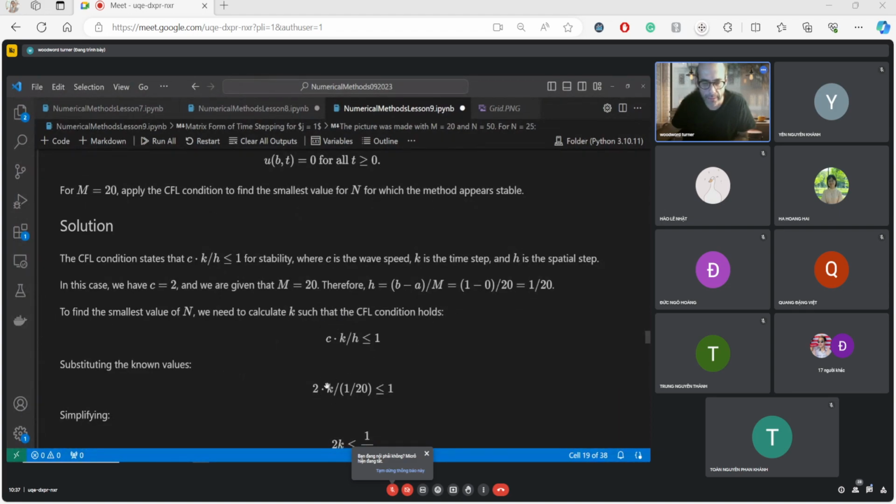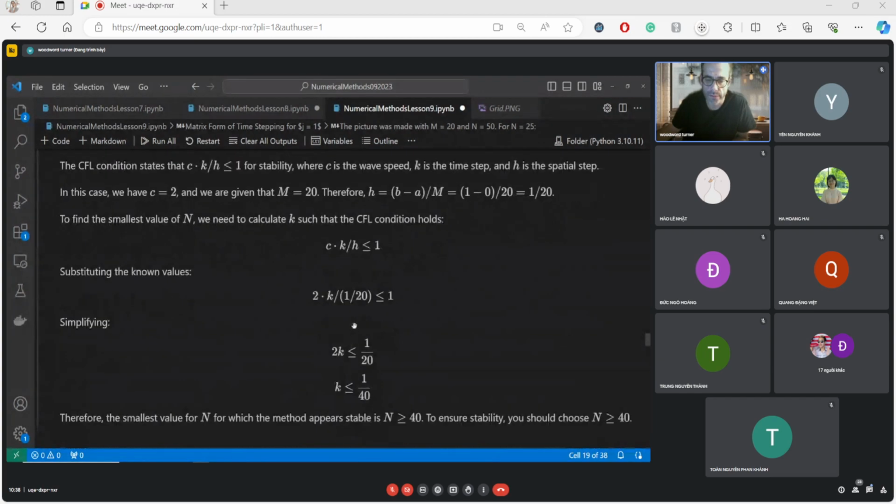But if we do m equals 20 and n equals 25, so m equals 20, h is 1 over 20, that would be like the mesh size. K is 1 over 25, since everything's zeros and ones here. And then c times k over h is 2 times 20 over 25, and that's greater than 1.